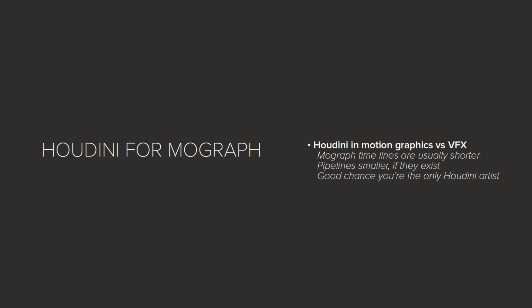Motion graphics timelines tend to be much, much shorter than your traditional visual effects timelines, right? So you may not be working on one shot or one sequence for months at a time. You might have weeks or even days to work on a shot. So you have a very short timeline usually. Sometimes you have a pipeline. If you do, it's probably really small, but you may not have a pipeline at all.